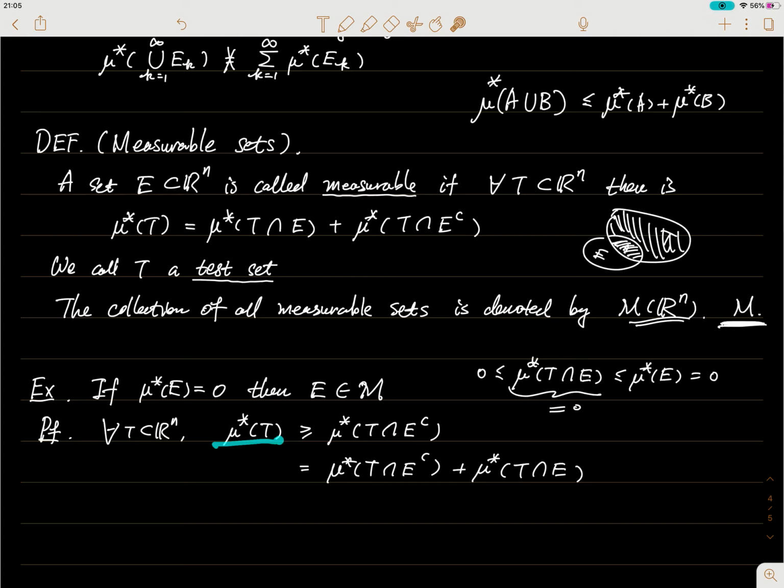We showed that for any test t, the outer measure of t is bigger than or equal to the sum of these two. According to the definition, we just need to show this direction, because the other direction is always true. So that's how we show that this E must be measurable. I don't care what this E is; it could be really complicated, but as long as the outer measure is 0, then this E must be measurable. So this is an easy way to check if E is measurable. This is a little bit trivial case, since E is really special.